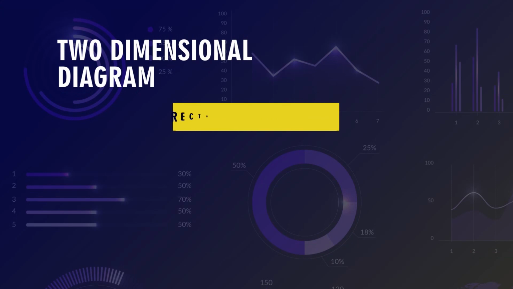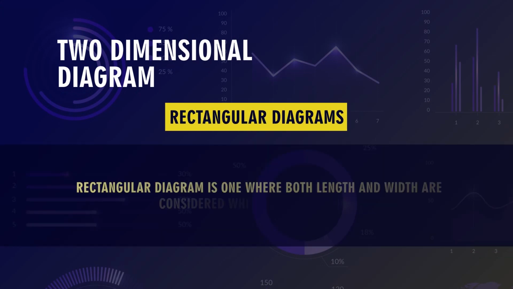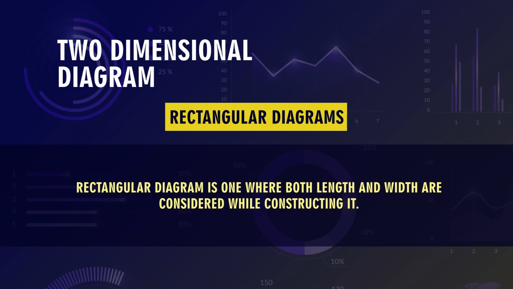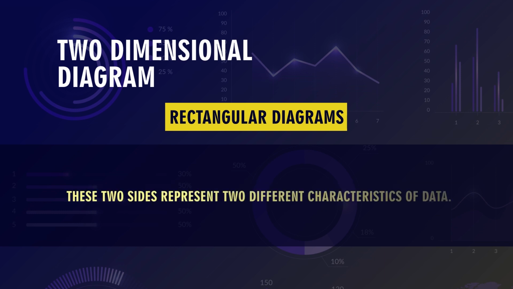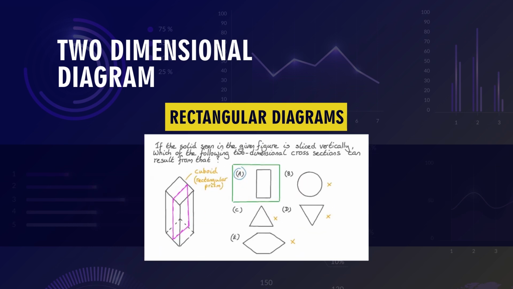month. So for the two-dimensional diagram, if you talk on a rectangular basis, the rectangular diagram is one where both length and width are considered while constructing it, and these two sides represent two different characteristics of the data. So we have seen that we are considering only this box, because this is a rectangular diagram and is considered to be a two-dimensional cross section.